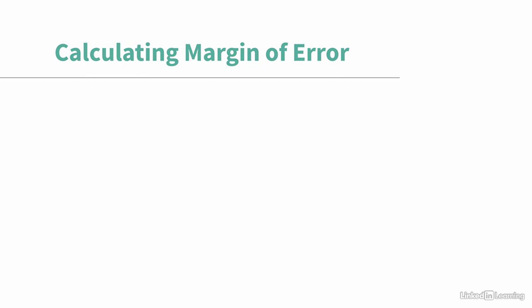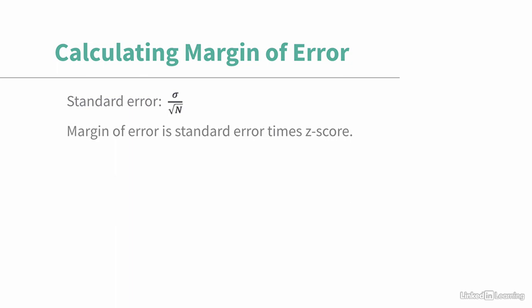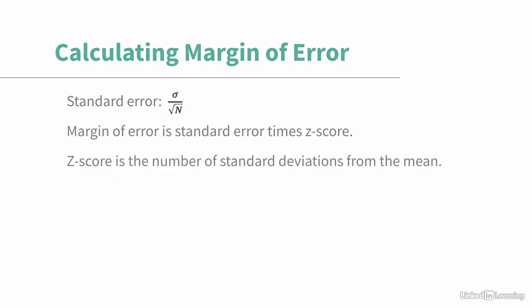You calculate the margin of error first by calculating your standard error, and that is the standard deviation of the data set, in this case, the sample that you've taken, and dividing that by the square root of the number of measurements. Margin of error is then standard error times your z-score, and the z-score is the number of standard deviations that your confidence level is from the mean.